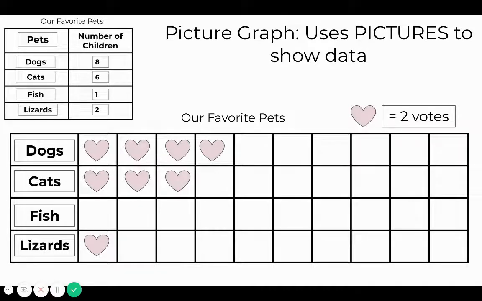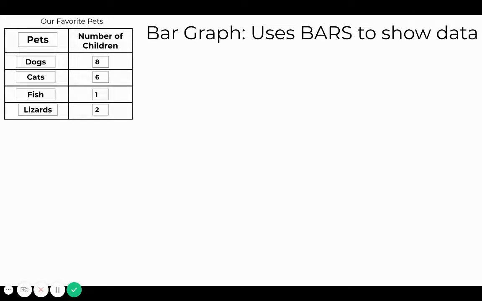And then for fish is where it gets a little tricky because only 1 student voted for fish. So I don't need an entire heart. I actually only use half a heart. This is more of what you will do next year in 3rd grade and beyond. In 2nd grade, you're going to see graphs that use 1 picture equals 1 vote. But I wanted you to see why that key is so important and why we need to pay attention to it. Let's move on to bar graphs.